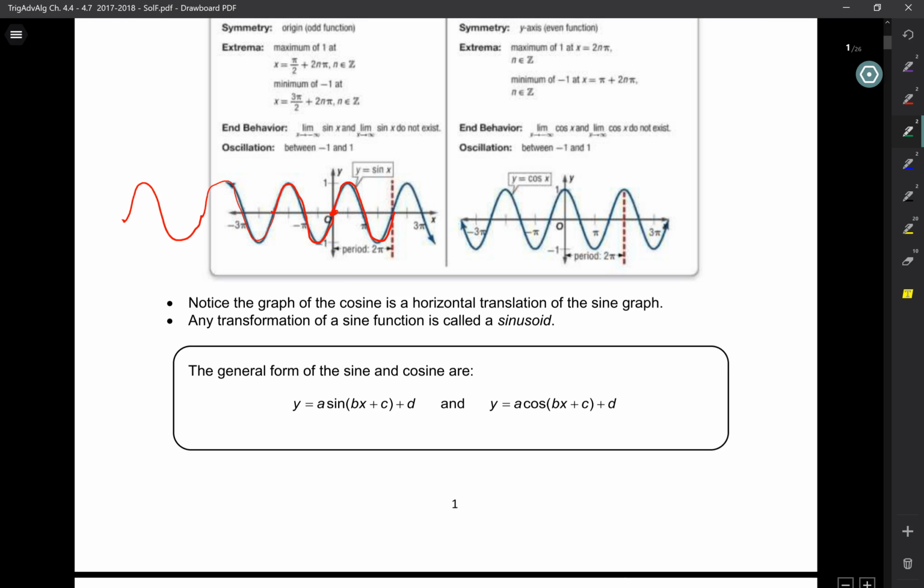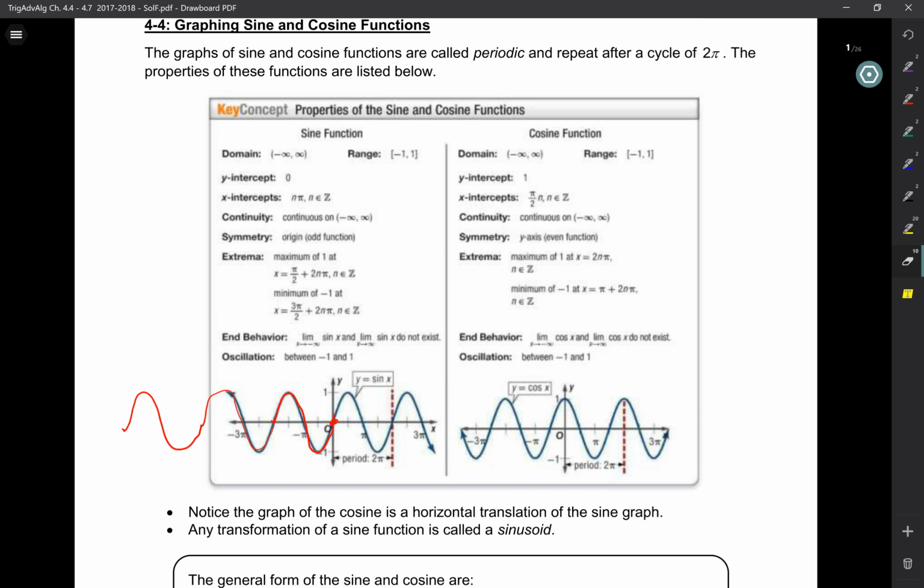Similarly, if I picked any other point, like this point right there, and I were to circle 2 pi, I'd get back to that same point. So this is very important when we talk about sine and cosine functions. They repeat after every equal interval. So every 2 pi, there is a set cycle. And for that, we call them periodic functions. That's what periodic means.